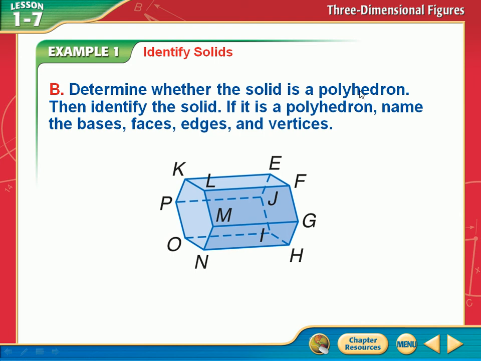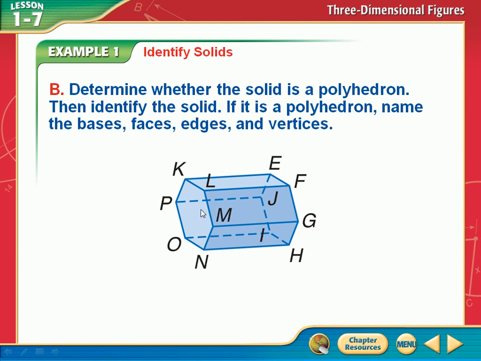Listen, it is a polyhedron. It's a polyhedron because they're all flat surfaces, right? It's closed in, it's a solid, and there's no curved surfaces to this. There's no circles, no curves. So it is a polyhedron, all right?